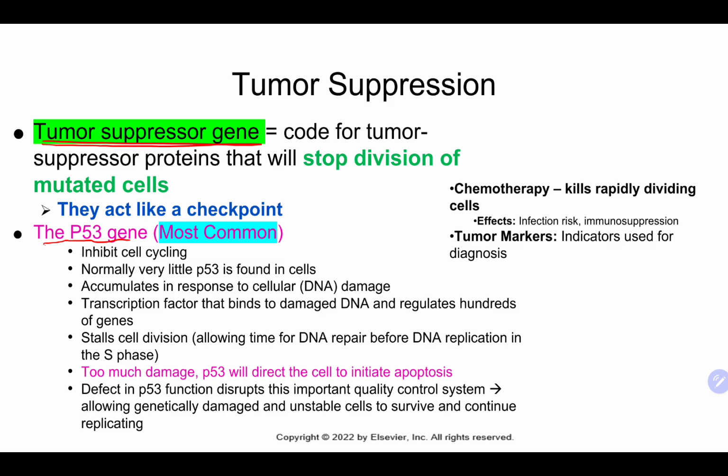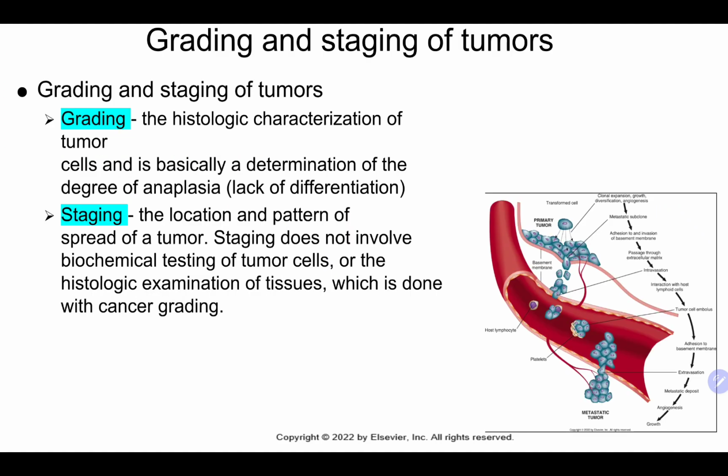I also want to hit on, just lastly, chemotherapy, right? So chemotherapy is going to kill rapidly dividing cells, right? However, we do risk infection and immunosuppression, right? We also have tumor markers, right? And these tumor markers are indicators really used for diagnosis. I want to end with grading versus staging, okay? So you have to understand the difference between grading and staging.